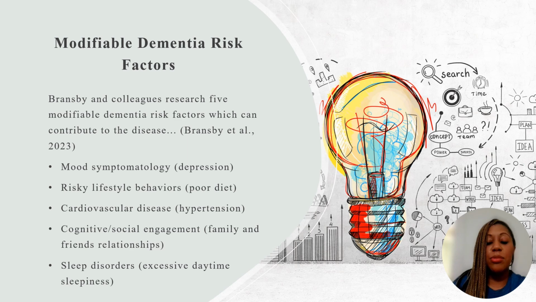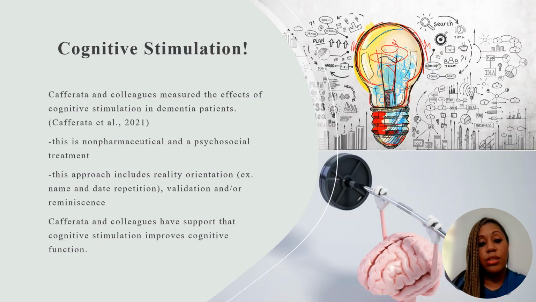And sometimes sleep disorders are being caused by other things, such as cardiovascular disease. So, multiple domain modifiable dementia risk factors will increase the risk of getting dementia. If you have more of these domains working together, you have an increased risk of developing dementia.